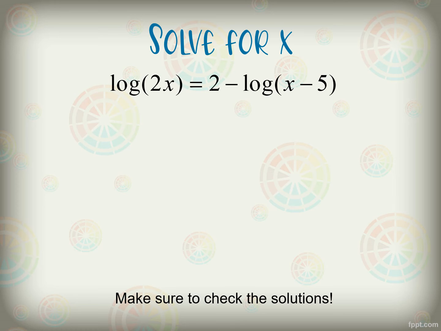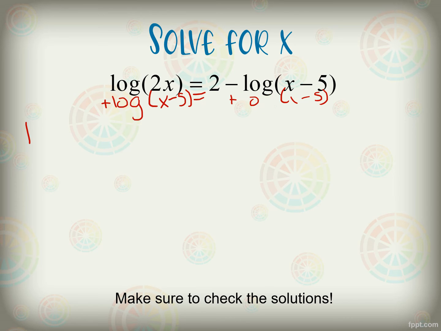The first thing I see is I have a log on each side, but I also have this plus 2. So it's not 1 to 1. And it would be more beneficial if the logs were next to each other, right? So in this case, I'm actually going to kick this log to the other side. If I add it to the other side, I've created an addition problem. So I'm going to write that out a little bit better.